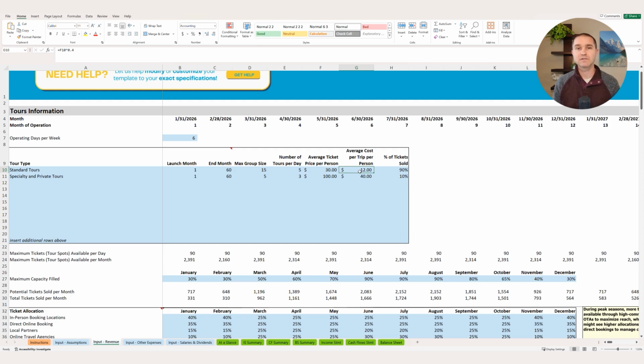So this is your cost. What does it cost you to actually provide the tour? This could be maybe what you're paying your tour guide. Maybe you're offering food along the way. This is your cost per person. And then this is the percentage of the tickets sold.